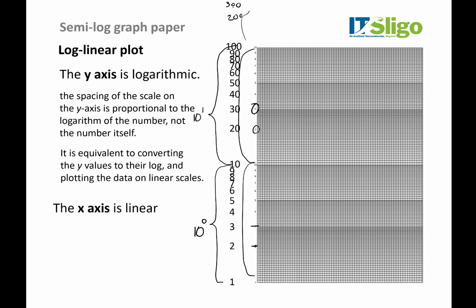So the x-axis is linear. We still just divide this off. Probably best using a ruler and divide it off linearly. Remember, guys, to label your axes correctly.